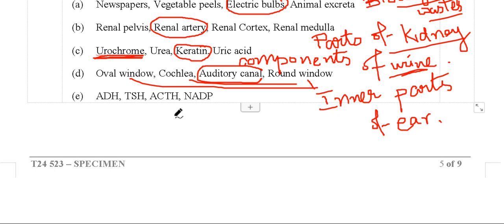Okay, next, last, ADH, TSH, ACTH, NADP. Odd one will be NADP. And the category name here will be pituitary hormones. ADH is secreted from the posterior part of the pituitary, TSH and ACTH are secreted from the anterior part of the pituitary. So they are all pituitary hormones. So the category name will be pituitary hormones.